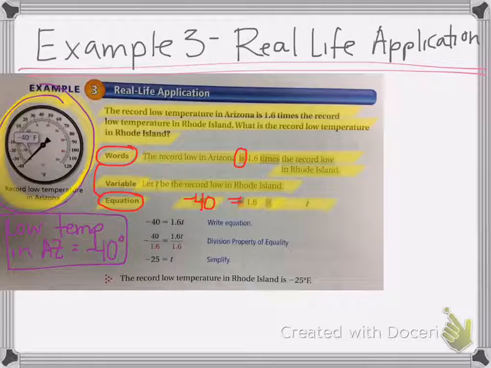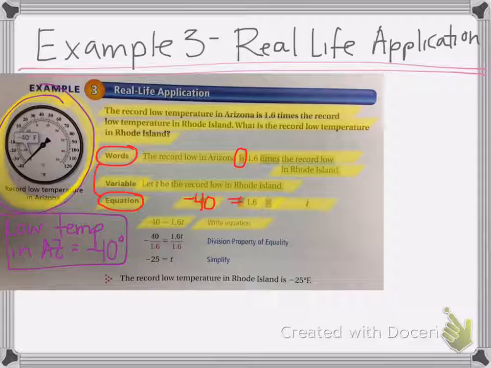And you're going to write out these steps too. I know, stretch your fingers out. I know it's a lot of writing, but this is your last example. Okay, so we have negative 40 equals 1.6 T. Do you see that? Write that out and write the notes out too. Write equation. Now we're looking at that and our whole goal is to isolate the T. Am I correct? We want the T by itself.